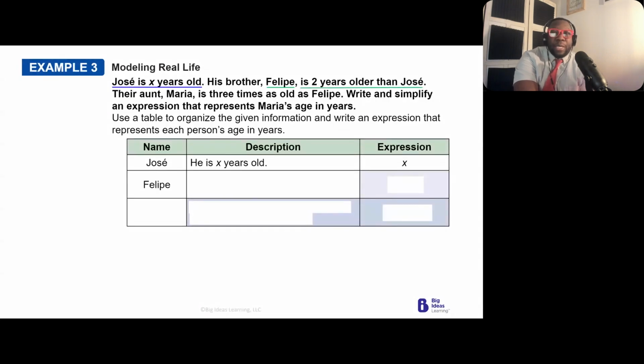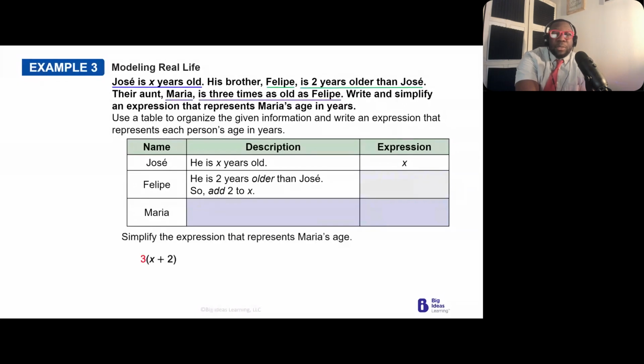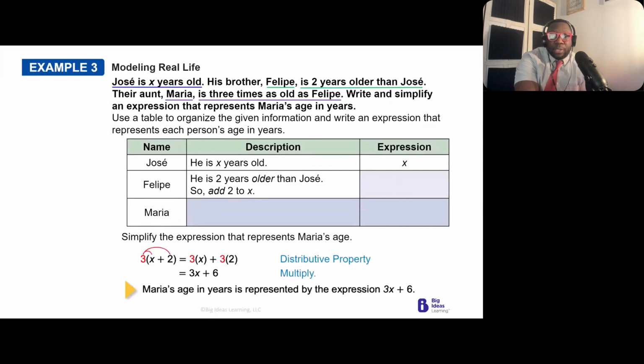We know that Felipe, his brother, is 2 years older than Jose. How do we write that? Well, that would be X plus 2. And what about Maria? We know that Maria is 3 times as old as Felipe. So how will we write that? Well, that's going to be 3 times the X plus 2 that was Felipe. Now we want to simplify the expression that represents Maria's age. All right, so 3 times X will give us 3X, and 3 times 2 will give us 6. So Maria's age is going to be represented as 3X plus 6.